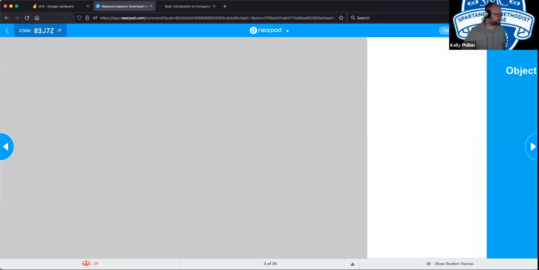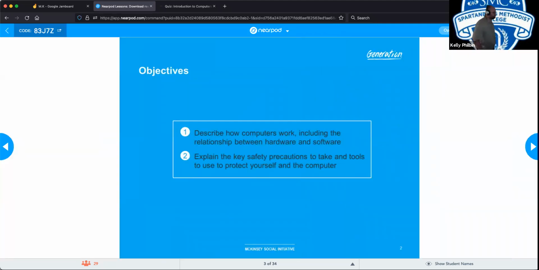Okay. So our objectives for this particular technical session are to be able to describe how computers work, including the relationship between hardware, software, and firmware. Also explain the key safety precautions to take and tools to use to protect yourself and the computer when working on them, and some basic safety tips along the way.